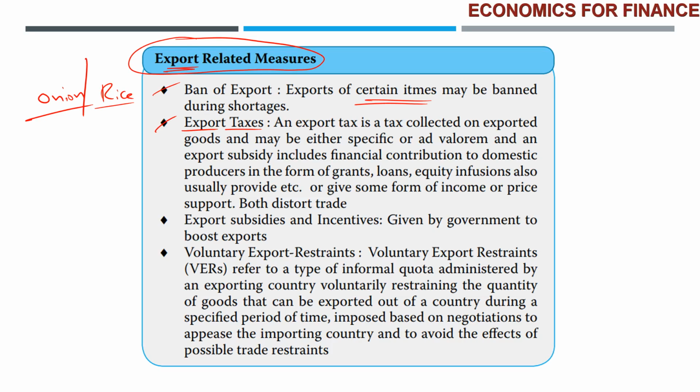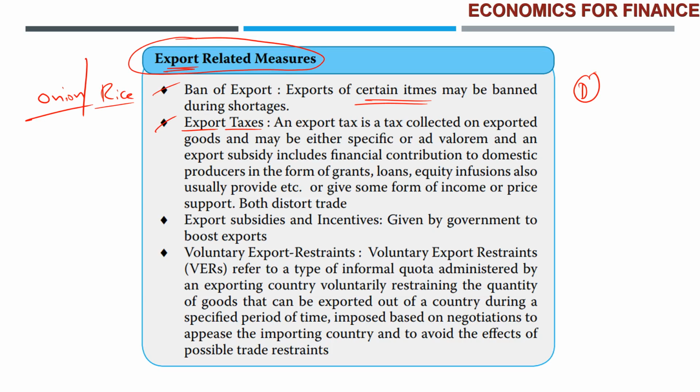What is an export tax? It is a tax collected on exported goods, and maybe again either specific or ad valorem, and that is export taxes. The government will levy export taxes if it wants to discourage the exports. Why would it like to discourage? Because maybe that particular commodity is more required in the domestic territory than exporting.